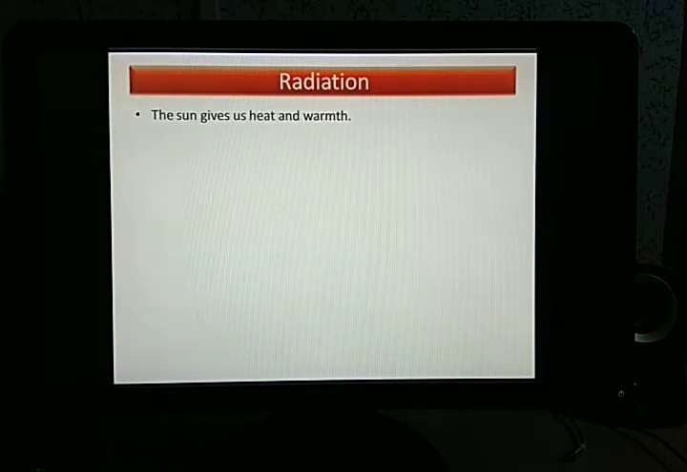Now as we know, the sun gives us heat and warmth. We all know that. We feel hot if we go out in the sun. So why does this happen? How do we get the heat? In conduction we have learned that if we touch an object or source, through a direct or indirect process, there is a transfer of heat from the hotter object to the colder object. There is a transfer of heat through direct contact.